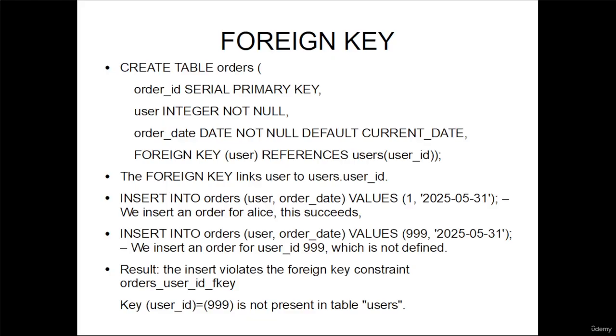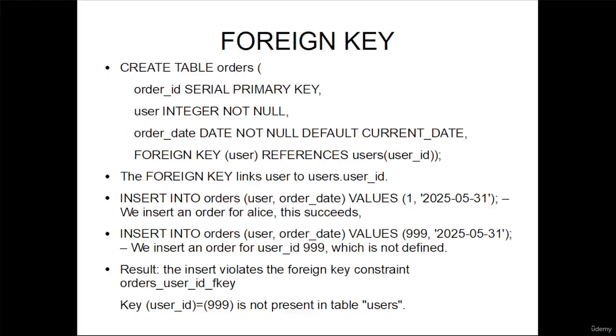Explanation of the orders table. order_ID is the primary key for the orders table, also auto-incrementing. user is the foreign key that references the user_ID column in the users table. It is set to NOT NULL to ensure every order is tied to a valid user. FOREIGN KEY (user) REFERENCES users (user_ID) defines the foreign key constraint, linking user to users.user_ID.